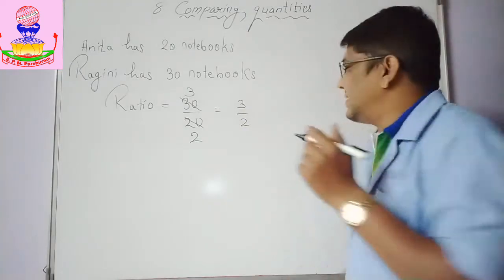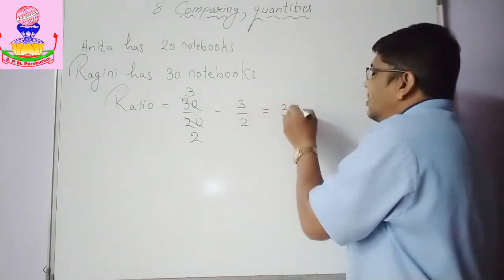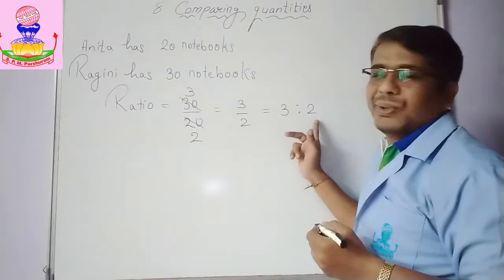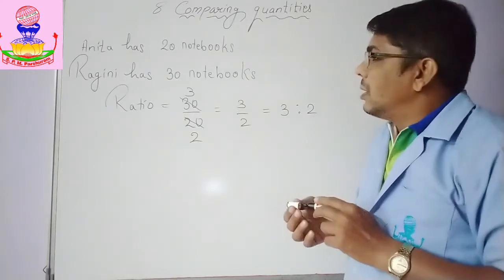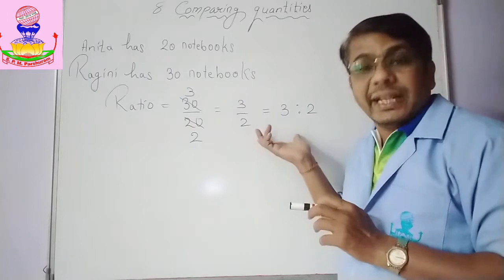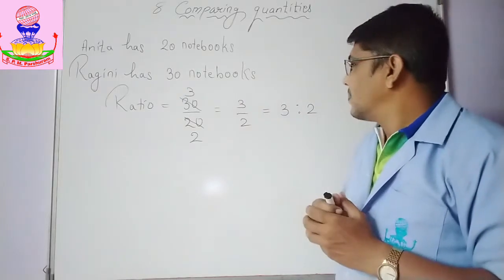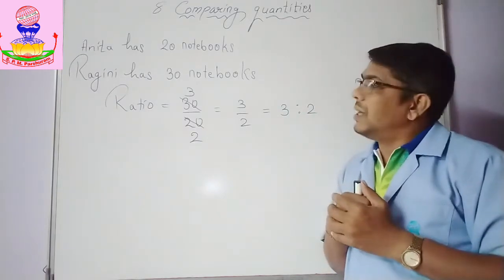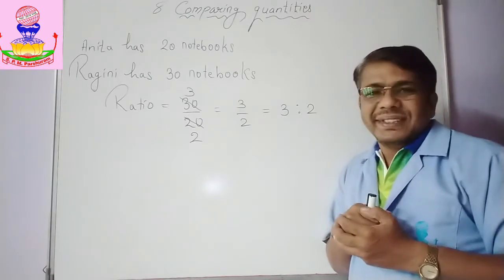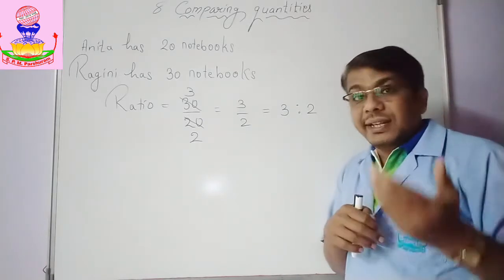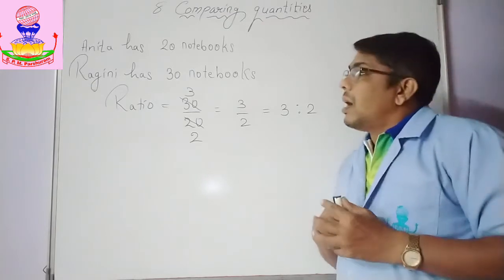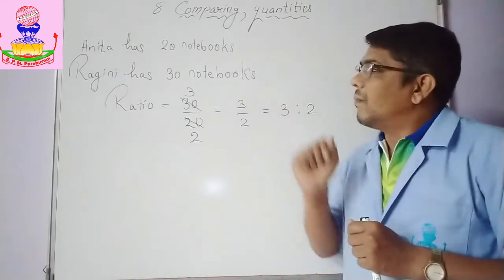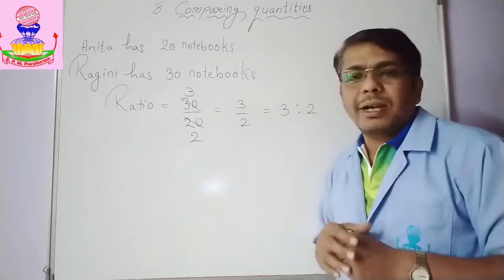Now you know how to write ratio. How we write? Yes, 3:2. This symbol is called as is to. 3:2. So how we read or how we express this? Ragini has 3:2 times notebooks that of Anita. Right? Or I can say it in inverse way also. Anita has 2/3 parts notebooks to that of Ragini.